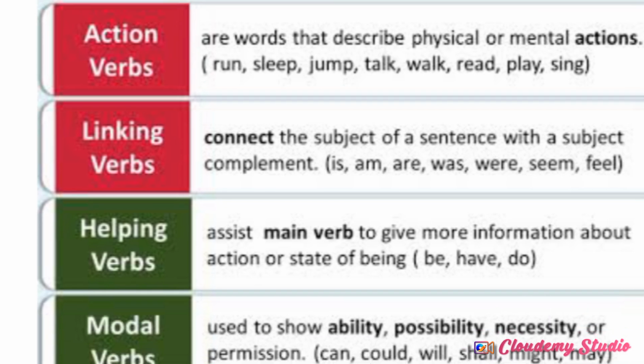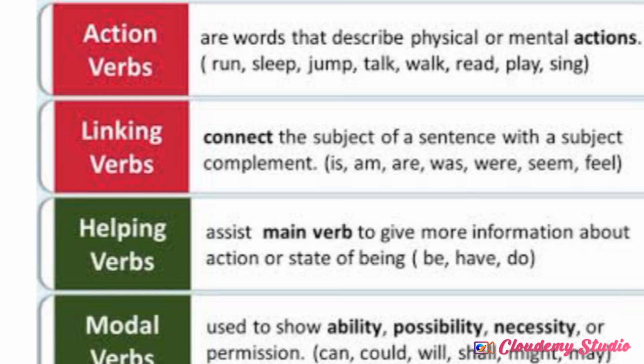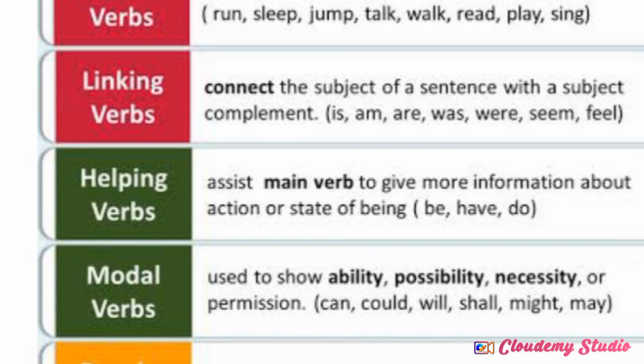To make a complete sentence, the subject will depend on the linking verbs. For example, for the present continuous, we use is, am, are. For the past one, was, were. For probability, seem, or for feeling, feel. Helping verb assists the main verbs and gives information or action of a state of being, for example, be, have, or do.